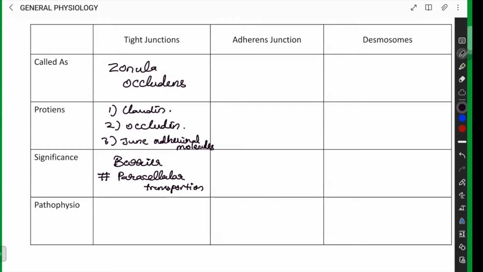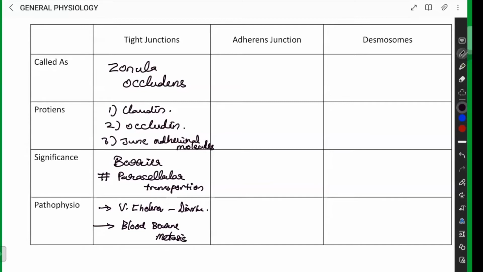So where is it going to play an important role in the pathophysiology? Number 1, when these tight junctions are affected. For example, in Vibrio cholerae, in the enteropathogenic Vibrio cholerae, what happens? This tight junction is going to be destroyed. Because of this, there is going to be diarrhea. So for any blood-borne metastasis, it is going to occur because of the pathology in your tight junction.